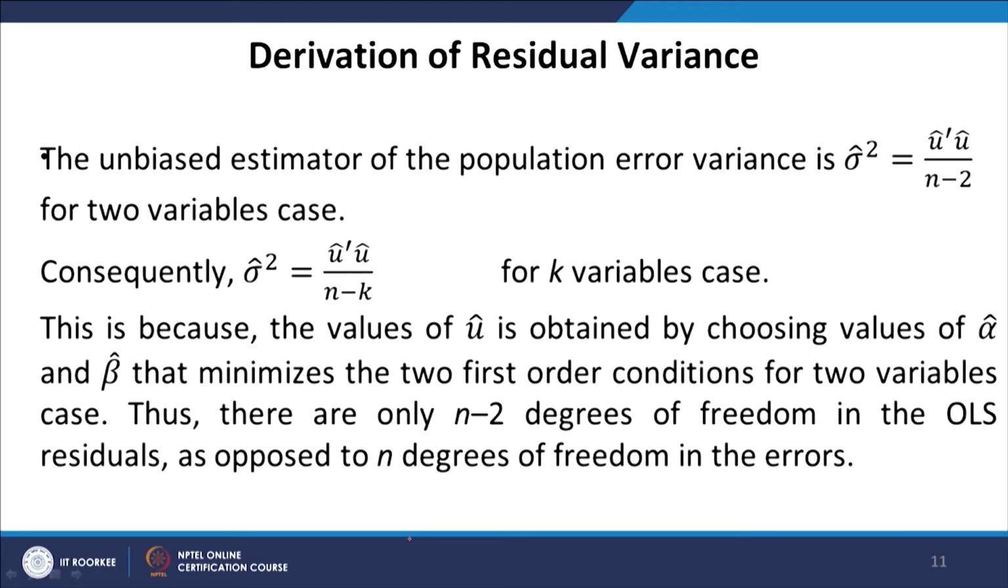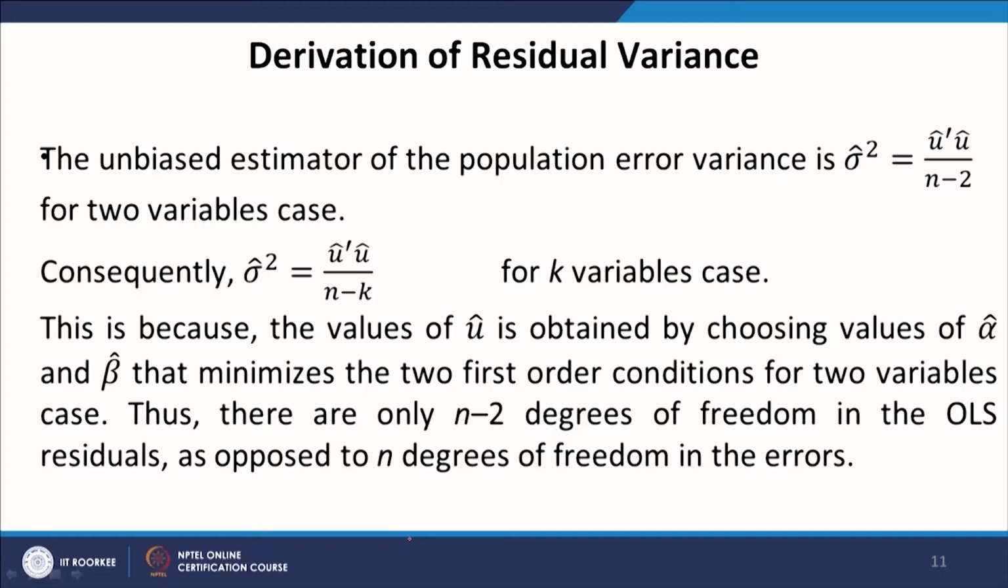If I consider n observations, then the population error can be any n observations, right. But when it comes to sample residuals, we are choosing alpha and beta in order to minimize the sample sum of squared residuals. As a result, since there are two first order conditions, the sample residuals can actually take only n minus 2 free observations.